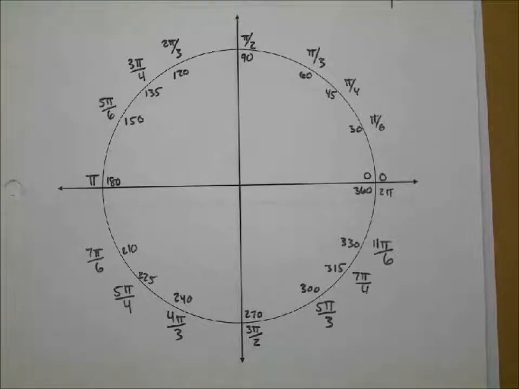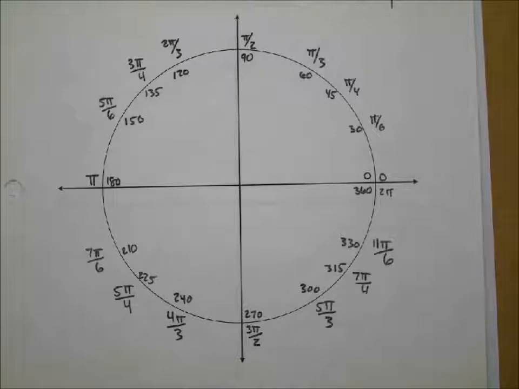Same thing is true for the radian measures, too. We have pi over 6, pi over 4, pi over 3. So then subtract pi over 6 from pi, subtract pi over 4 from pi, subtract pi over 3 from pi, and you get these three measures right there. That may be too much arithmetic for you.